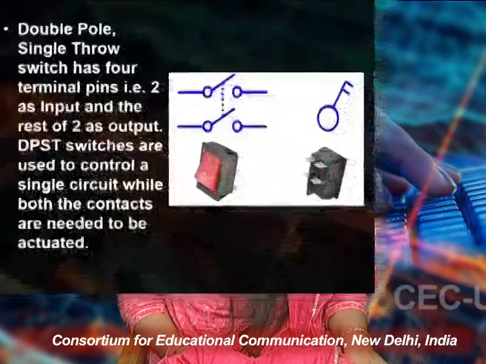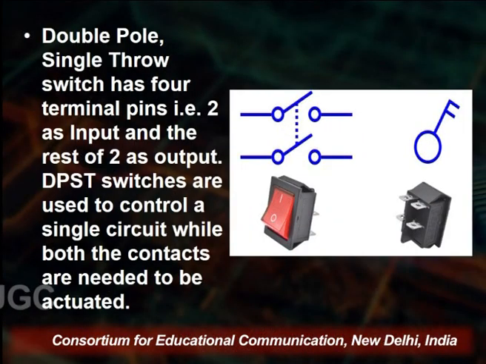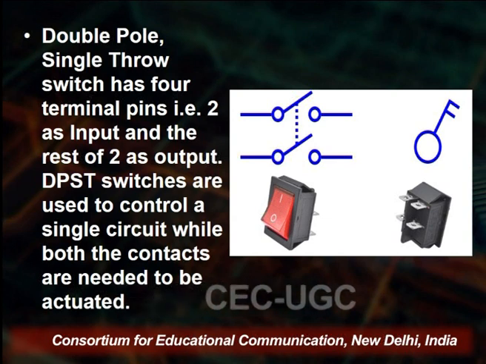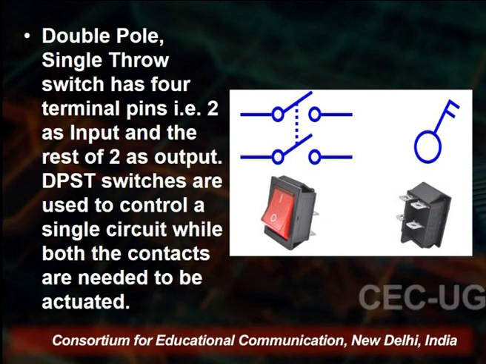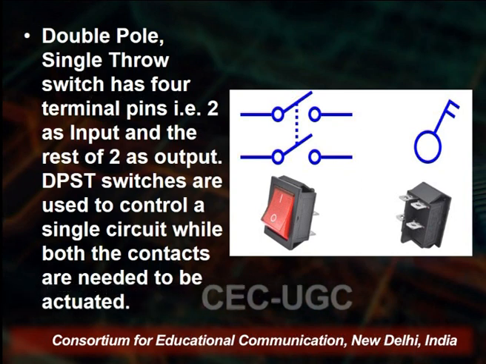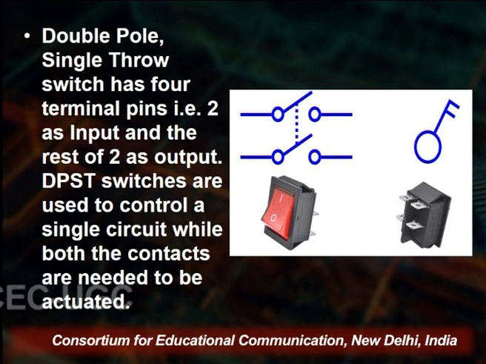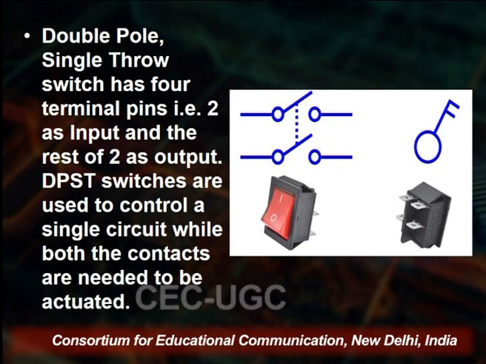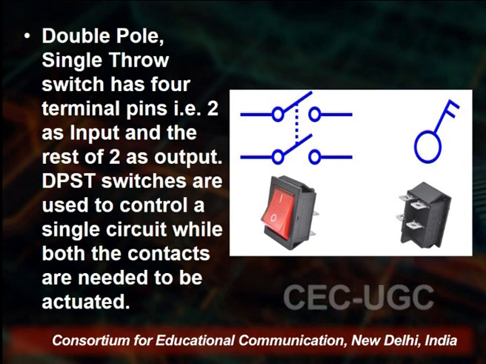Now you see on the screen that this is a double pole single throw switch. You see double pole, and at a time it will connect with the single throw. A double pole single throw switch has 4 terminal pins, that is 2 input pins and 2 output pins.